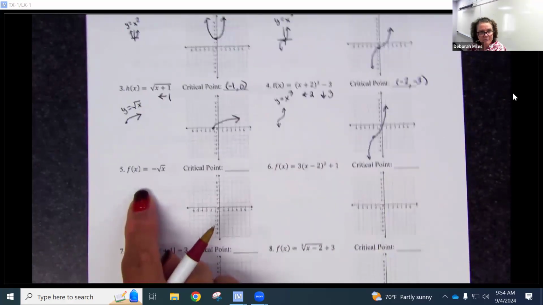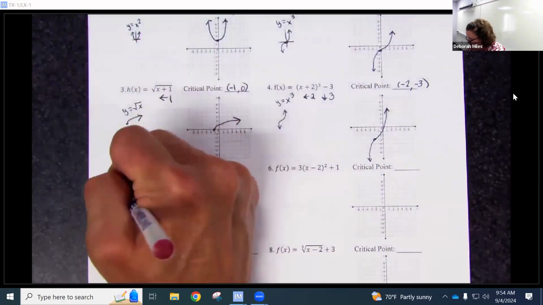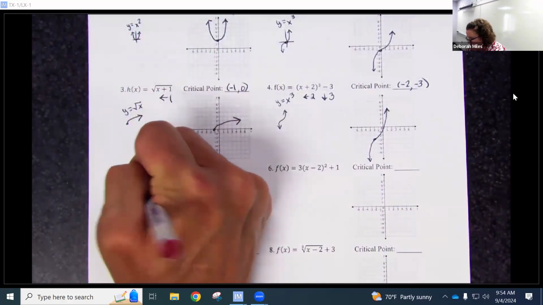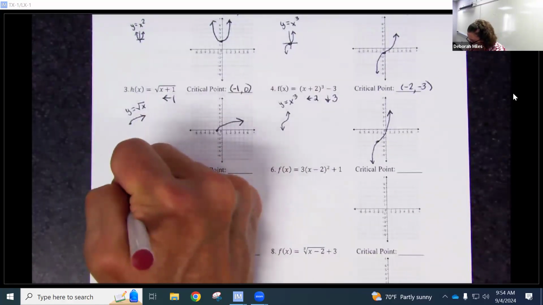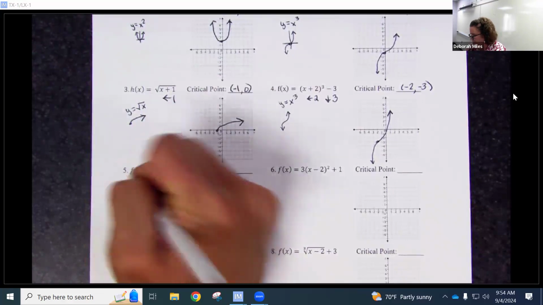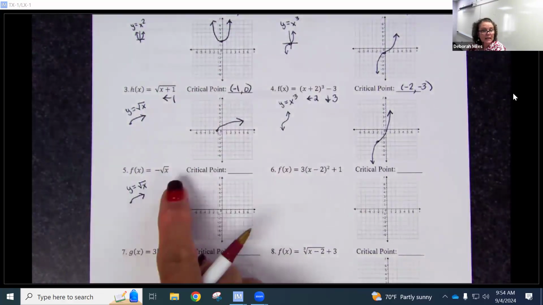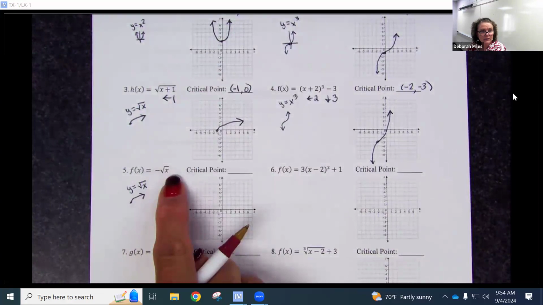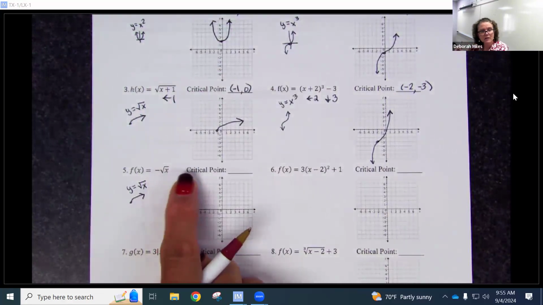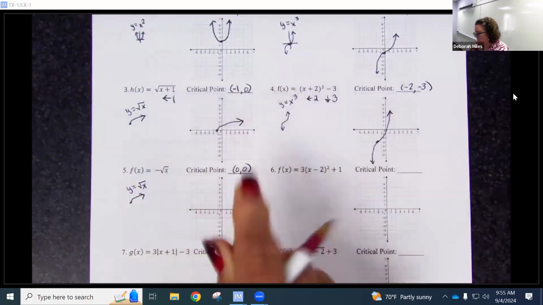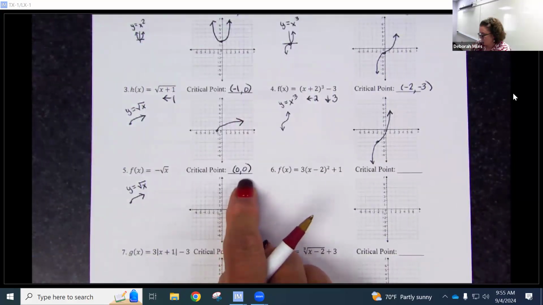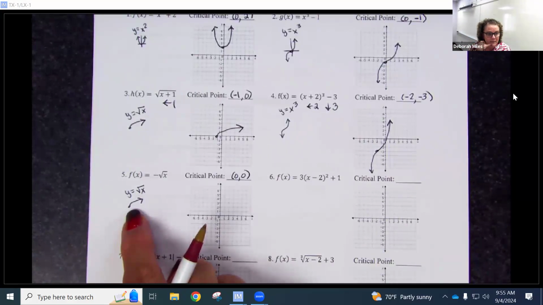All right, number 5. It's my basic y equals square root of x function. I know my square root of x function is that top half of a sideways parabola. And this hasn't been shifted horizontally or vertically. There's nothing added or subtracted before you take the square root of x. So the critical point, the horizontal and vertical shift, is 0, 0. That's still where this graph is going to begin.